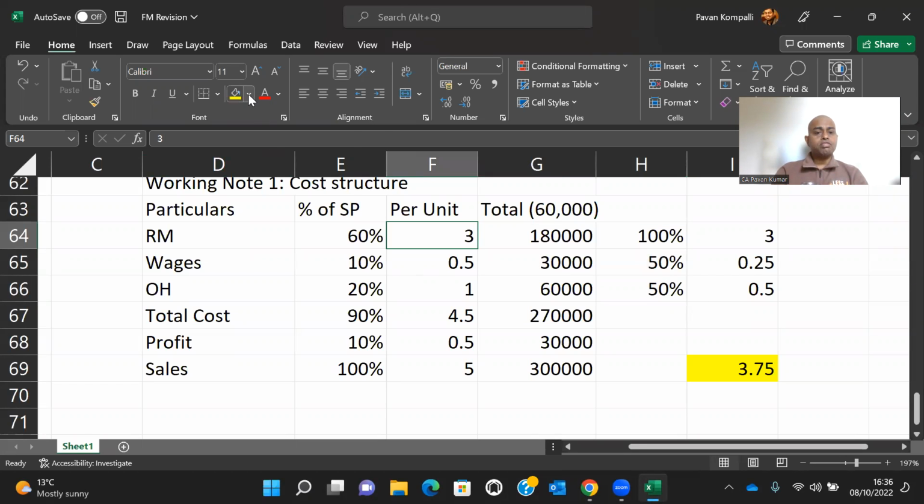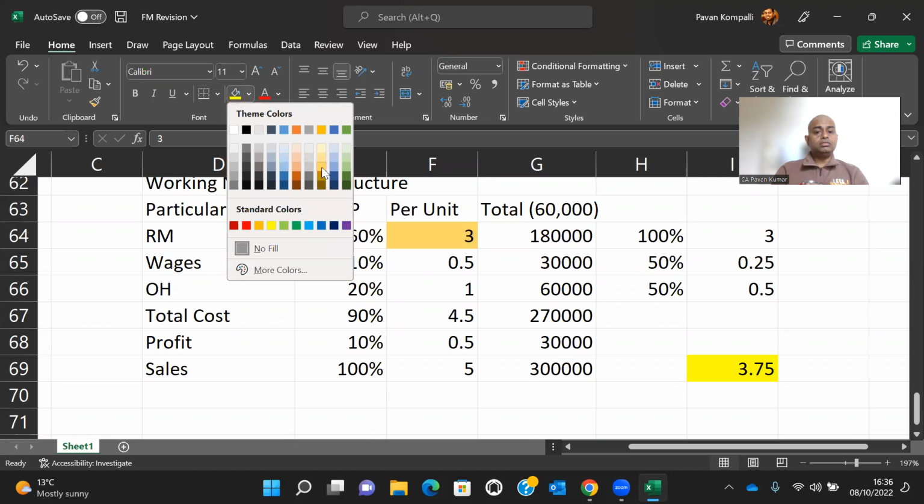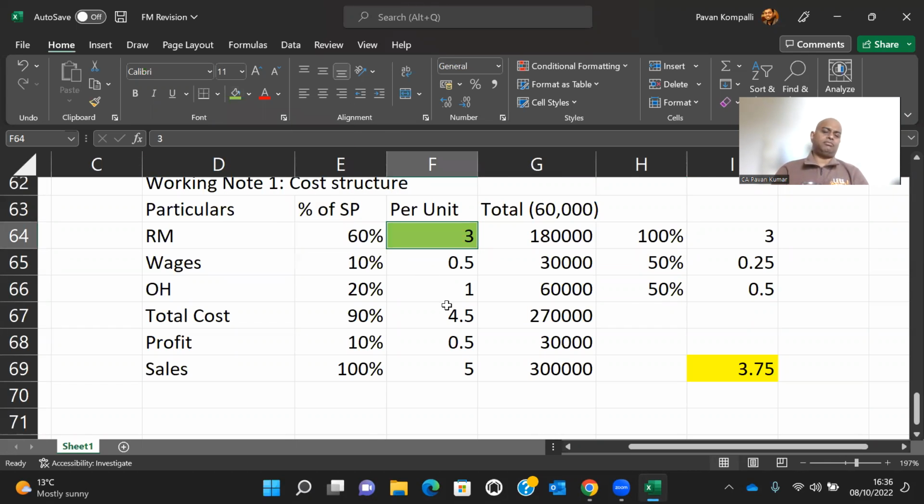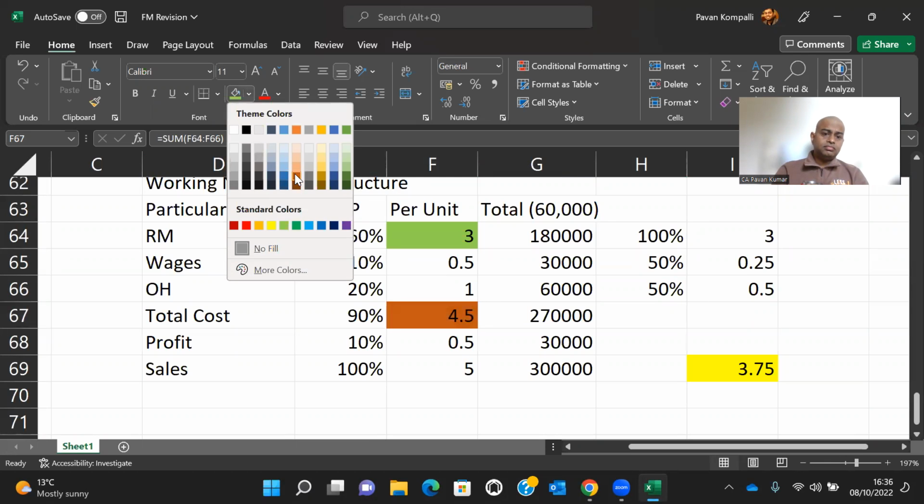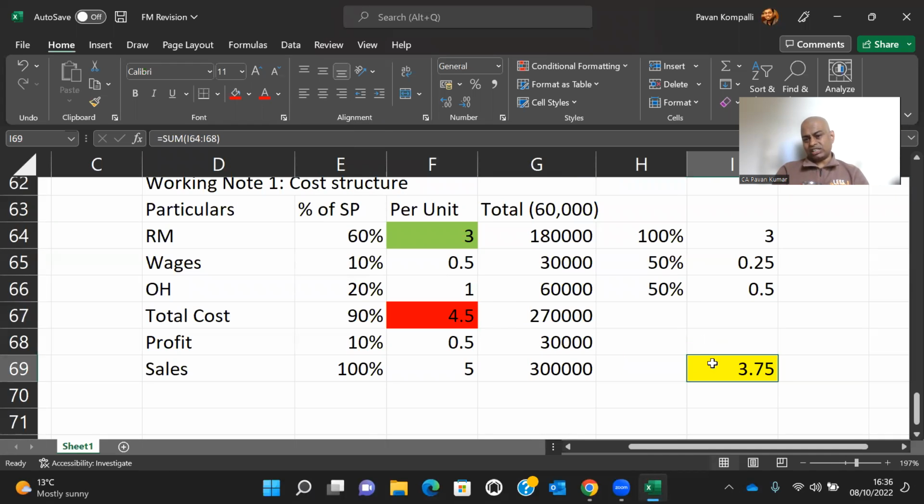So this green color thing, what is that? This red color thing, what is this? Yellow color thing, what is this? So now you tell me, start with green. For what are we going to use green?